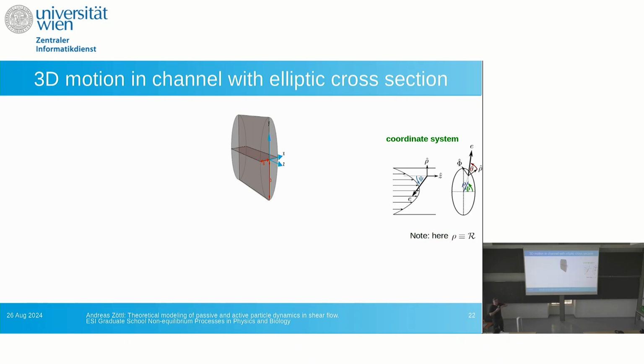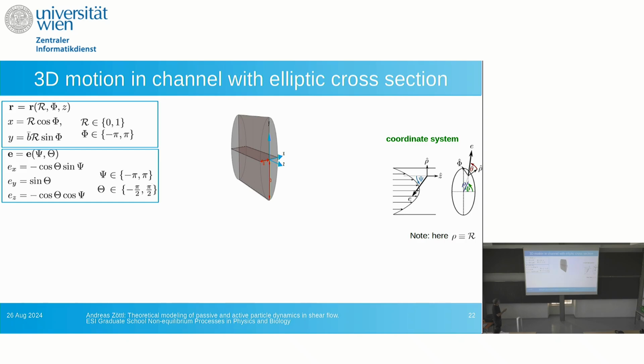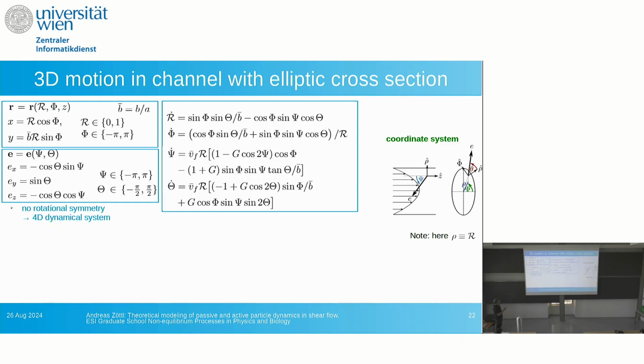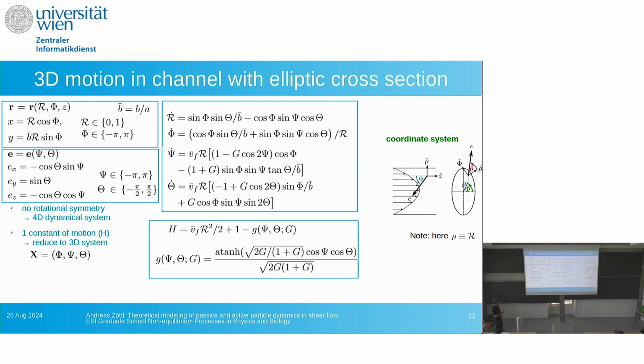When you go to a channel with elliptic cross sections, here the math is a bit more complicated. You need some kind of stretched, how do you call it, stretched polar coordinates, and write down your equations of motion. There are 4 now, so you lose the cylindrical symmetry. You have a 4-dimensional system. But still, after looking for more than 1 year, I was able to find a constant of motion in the system, which reduces this again to a 3D dynamical system.